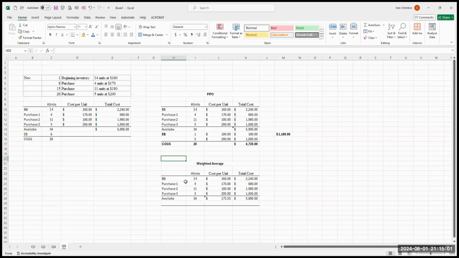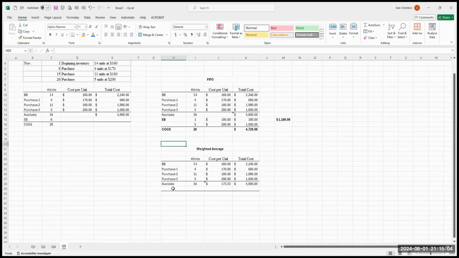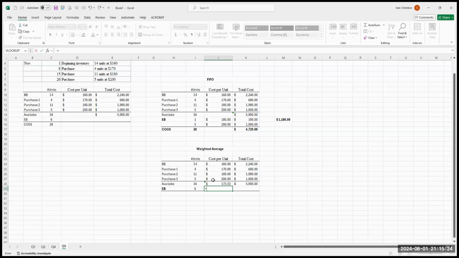Now, let's move to the weighted average. Weighted average should be a little bit easier in this case. Why? Because the only thing left is to get the ending balance here, and we already know the cost per unit. In the ending balance, we have 6 units left. We already know the cost per unit of those 6 units is $173.53.